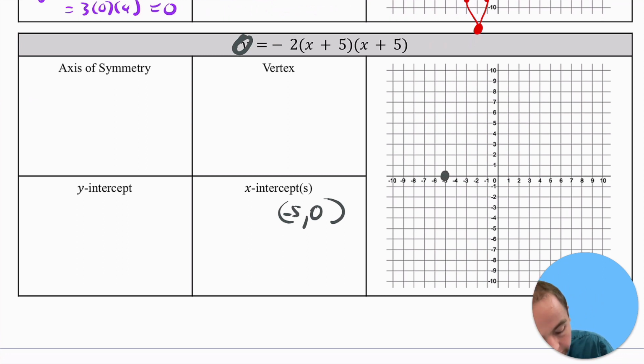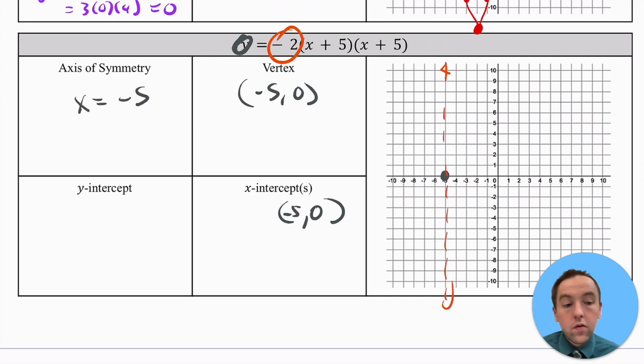So that's going to be the only place it hits the x-axis, which actually means that's where the tip of the parabola will be. It just touches the x-axis right there. So it's actually going to be the vertex, -5, 0, and then also the axis of symmetry is -5. So then it's just a matter of sketching out the parabola from there.